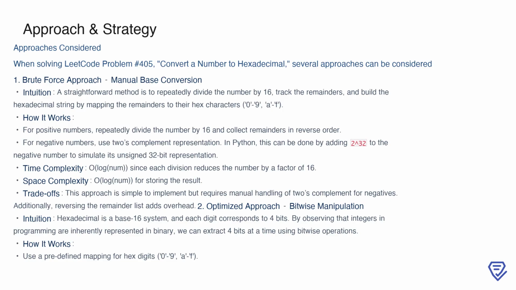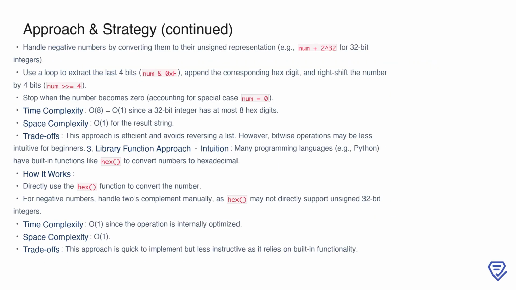Another option we can consider is an optimized approach based on bitwise manipulation, which leverages the natural relationship between hexadecimal and binary systems. Hexadecimal is inherently a base 16 system, where each digit corresponds directly to 4 bits. Using this connection, we can implement a more efficient solution with bitwise operations. The key idea is to extract 4 bits at a time from the binary representation of the number. To handle negative numbers, we first convert them to their unsigned 32-bit representation by adding 2 to the power of 32, which ensures that we're working with a consistent bit-level representation.